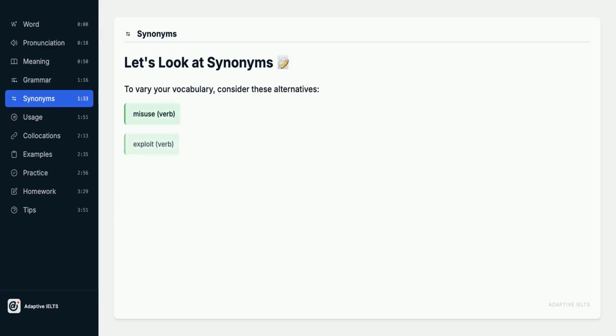To vary your vocabulary, consider these alternatives: misuse, verb; exploit, verb; mishandle, verb; take advantage of, phrase; misapply, verb. For Writing Task 2, sophisticated alternatives include misappropriate and pervert.